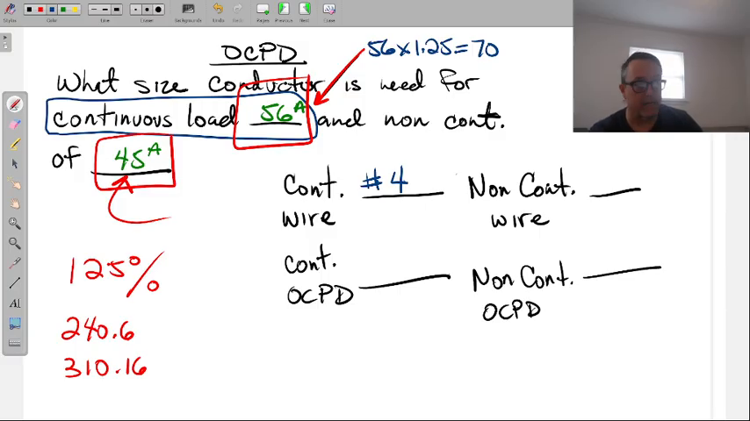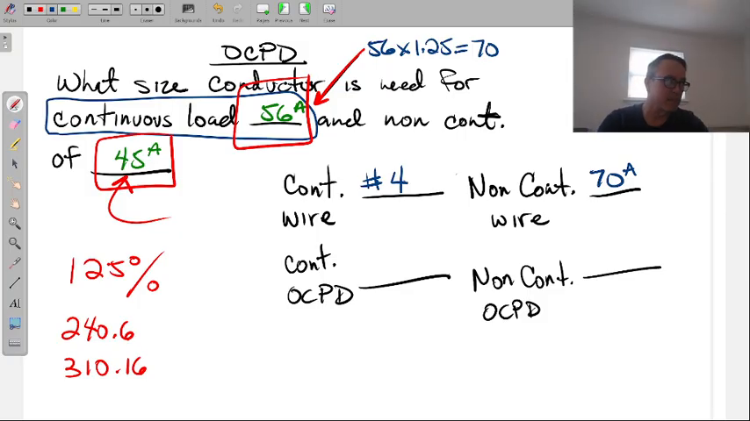Okay. All right, so we got the number 4. Do we have the breaker on that one? 70 amperage. 70, right? They actually make one, so good. I think that was hard to find at Home Depot or something like that.